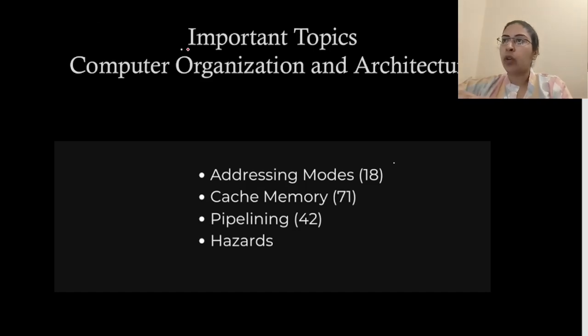Next are the important topics for computer organization and architecture. Addressing modes 18, cache memory 71, pipelining 42 questions, hazards. Okay, so these are the important topics: cache memory, pipelining, hazards, and addressing modes. So never miss these topics.